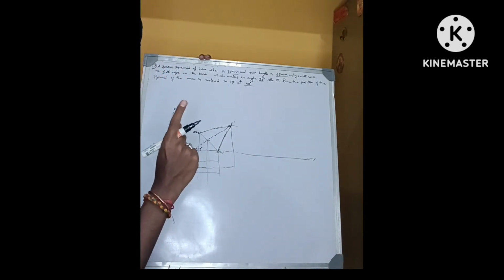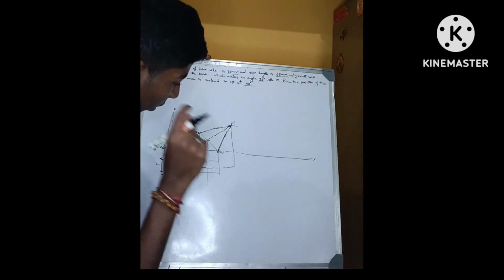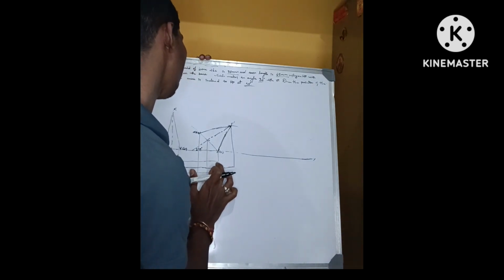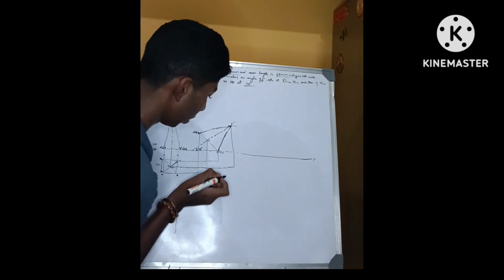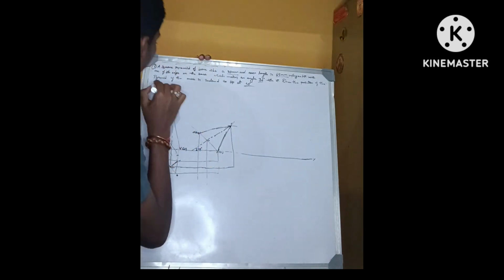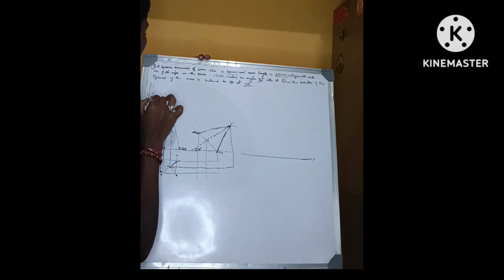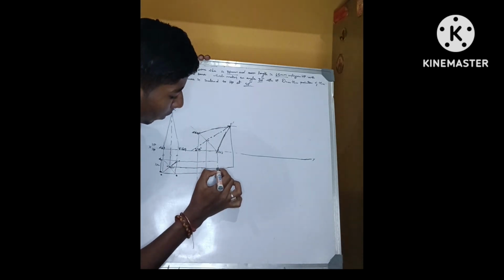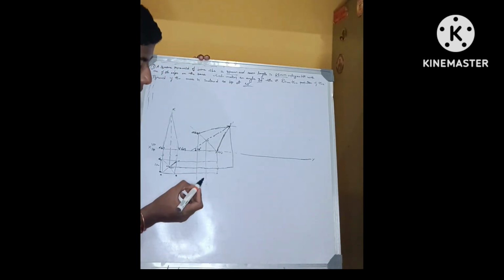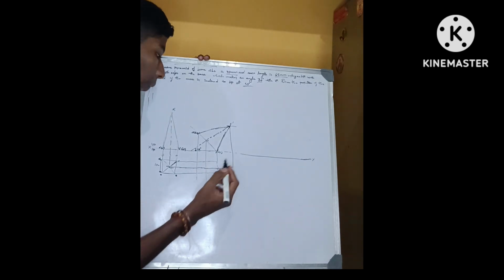So, you have to make the lines invisible. How will you make it? By just giving it a dotted line. Instead of a dark line, you give it dotted lines, just simply like this. Give the dotted line. It will indicate the invisible lines.